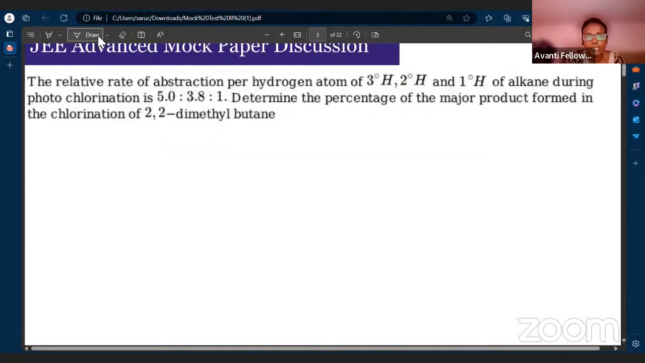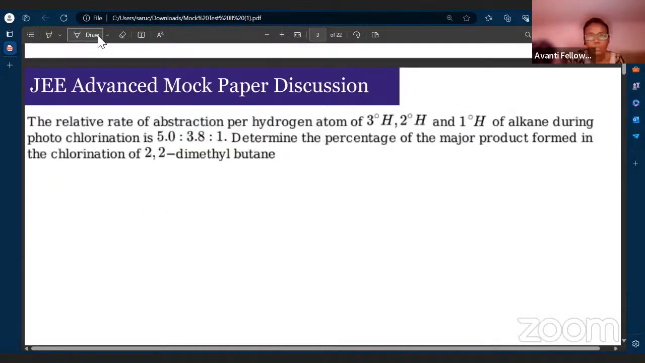Okay. See, look over the second question. The relative rate of abstraction per hydrogen atom of tertiary hydrogen, secondary hydrogen, and primary hydrogen of alkane during photochlorination is 5.0, 3.8, and 1. Determine the percentage of the major product of chlorination of 2,2-dimethylbutane is the question.